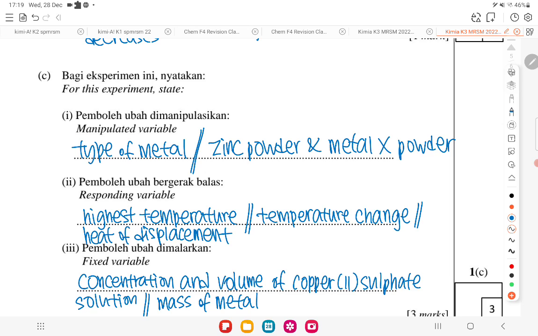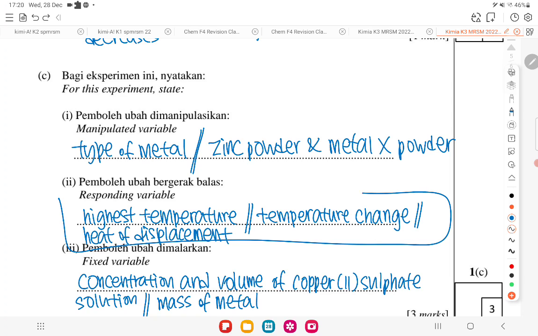So remember, responding variable is the result that you are getting when you change the manipulated variable. So when you use the zinc powder, what is the result you are getting? You will get different highest temperature, different temperature change, or different heat of displacement. Same goes to metal X. When you use metal X, you will get different highest temperature, different temperature change, or different heat of displacement compared to the zinc.